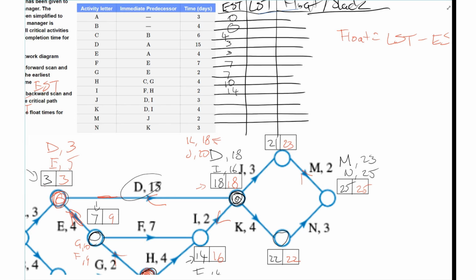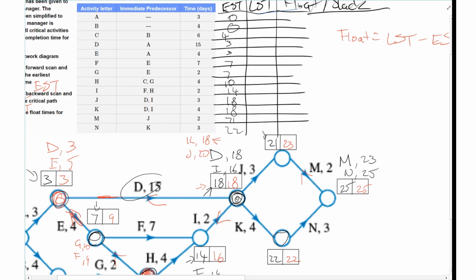So J, I've got to assist one here, so it's going to be 18. And the same for K. K is going to be the same. Now M, early start time is going to be 21. And for N, it's going to be 22.